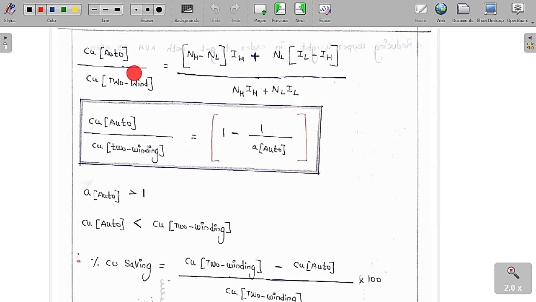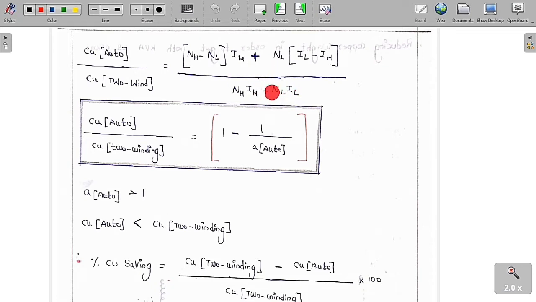Because I have already told you the copper weight is directly proportional to the MMF. So therefore the copper weight in the auto transformer by the copper weight in the two-winding transformer is equal to the total MMF in the auto transformer by the total MMF in the two-winding transformer. So the total MMF in the auto transformer is NH minus NL into IH plus NL into IL minus IH, by the total MMF in the two-winding transformer, NH IH plus NL IL.